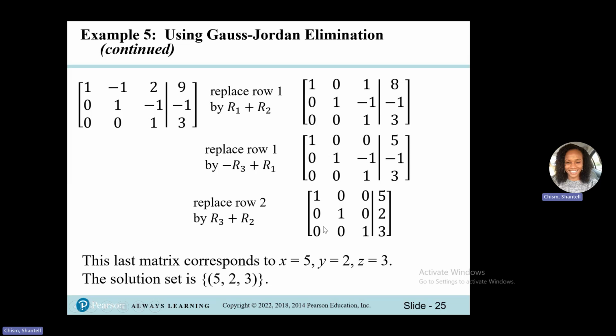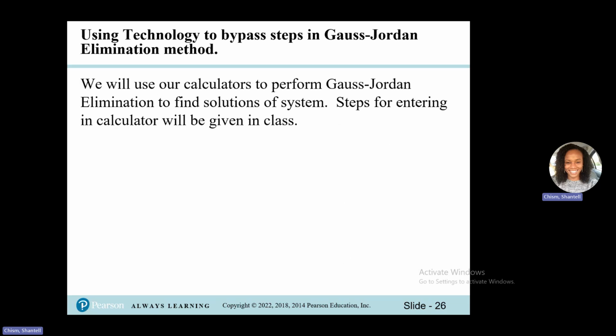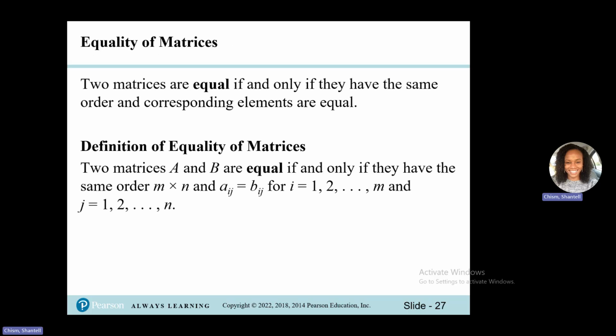So this last matrix, once it's in Gauss-Jordan form, where you've got ones in the main diagonal and zeros below and zeros above, this last simple matrix can show you your solution set. Now you might be wondering, well, what can I do to not have to do all that work? I'm glad you asked. We're going to use our calculators. Using technology to bypass steps in the Gauss-Jordan elimination method, we will use our calculators to perform Gauss-Jordan elimination to find solutions of systems. Steps for entering in calculator, I'm going to talk about right now.